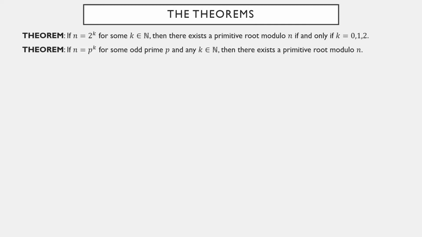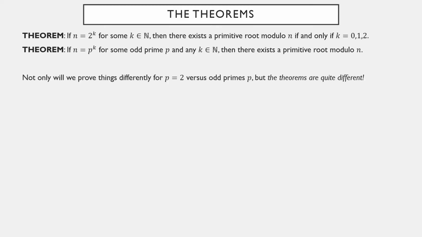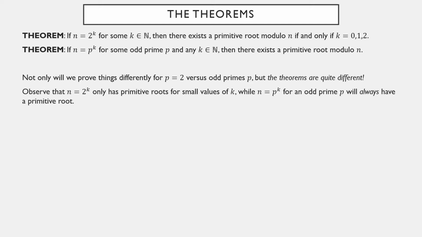However, if p is an odd prime, then there is a primitive root mod p to the k for any power. So the proof technique isn't only going to be different, the results are quite different. 2 to the k only has primitive roots for small values of k, 1, 2, and 4. However, p to the k for an odd prime always has a primitive root.